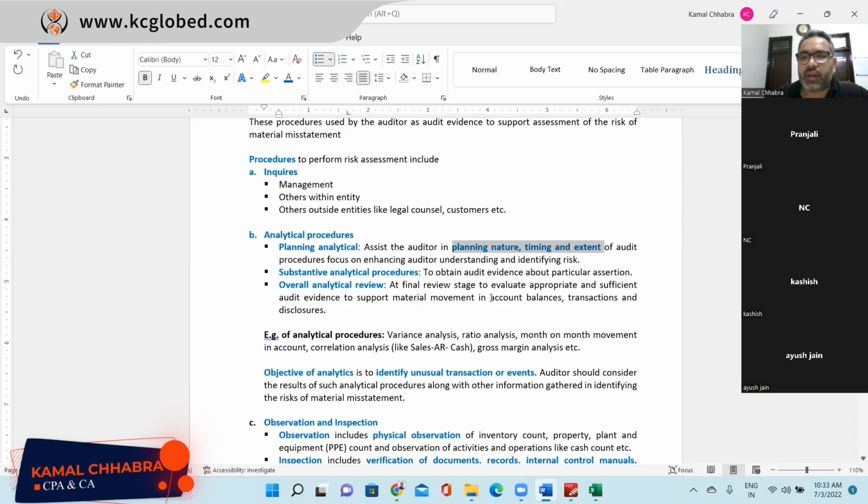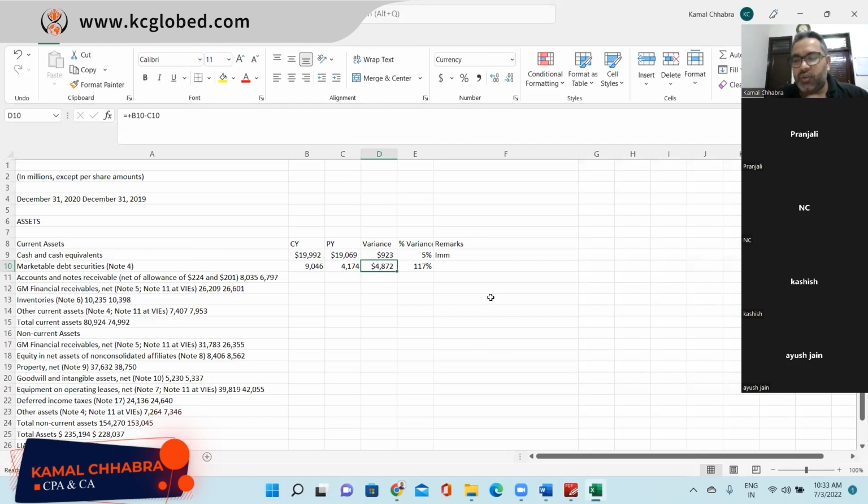Second is substantive analytical procedure, which we do at the execution stage, right? When you are conducting an audit of the respective financial statement line item. Now, let's say at the planning stage, you have done this analysis, right? Now you're doing execution. At that point of time, you are testing marketable debt security, which has a variance of 117%. So there you will be doing a disaggregated analysis.